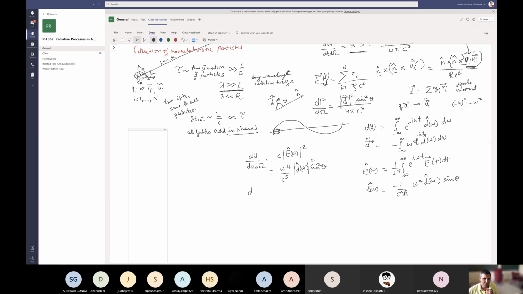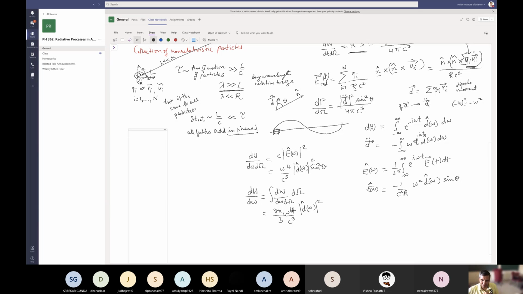Right, and we can actually integrate dW by d omega over the solid angle, and what that does is it makes it 8 pi by 3, omega to the 4 by c cubed, d hat omega squared. So you see the spectrum is proportional to omega to the 4, right? What it means is that the radiation produced by oscillation of these dipoles at frequency omega goes like omega to the power of 4. So this is the dipole radiation formula for non-relativistic particles.